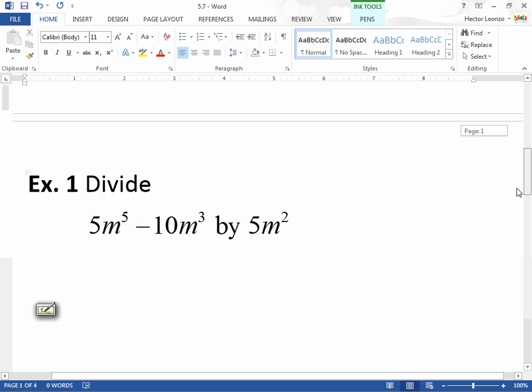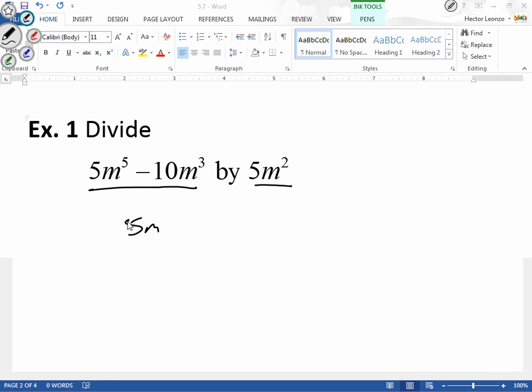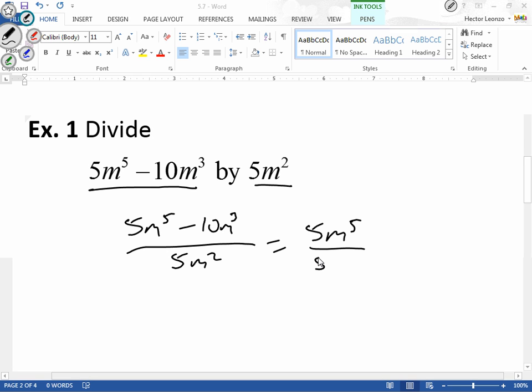Let's take a look at an example of what we mean. I'm going to divide this term by this term. So if we see what we mean, we have 5m to the 5th minus 10m to the 3rd divided by 5m squared. So I just said in the previous slide, to split this into fractions, I'm going to have 5m to the 5th over 5m squared minus 10m to the 3rd over 5m squared. And then treat each fraction at a time.